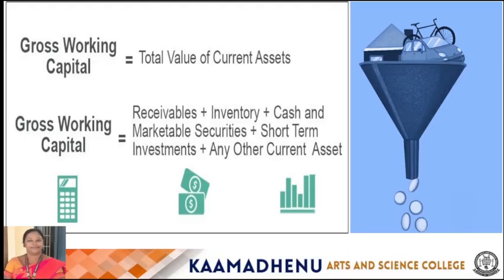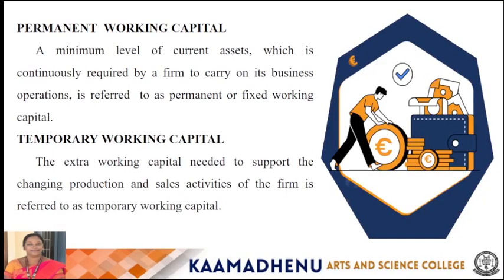Next one is gross working capital. Gross working capital is nothing but the total value of current assets. Current assets in the sense receivables, inventories, cash, marketable securities, short-term investment and any other current assets is the gross working capital. And the third one is permanent working capital. A minimum level of current assets which is continuously required by a firm to carry on its business operations is referred to as permanent or fixed working capital.